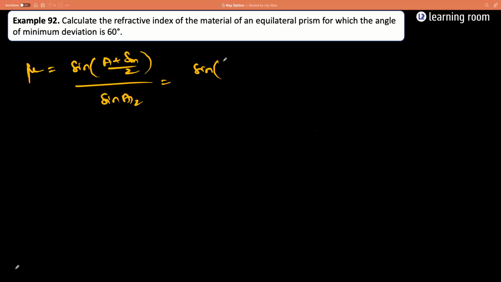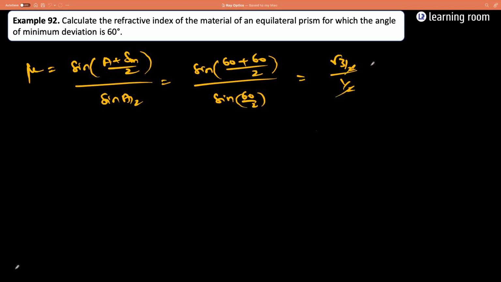Calculate the refractive index of the material of an equilateral prism for which the angle of minimum deviation is 60. So refractive index is equal to sine of (A plus delta M) divided by 2, divided by sine A by 2. So sine of (60 plus 60) divided by 2, divided by sine 60 by 2. Sine 120 by 2 is sine 60, which is root 3 by 2, divided by sine 30, which is half. So mu will be equal to root 3.